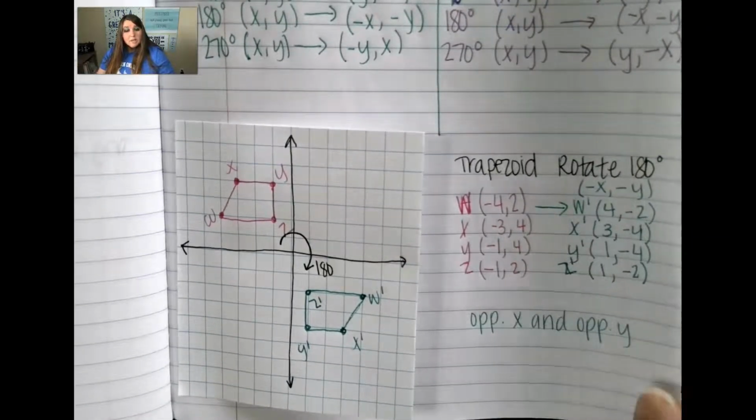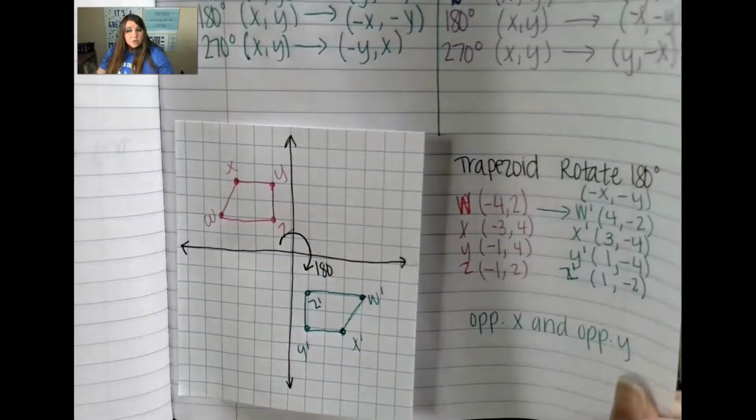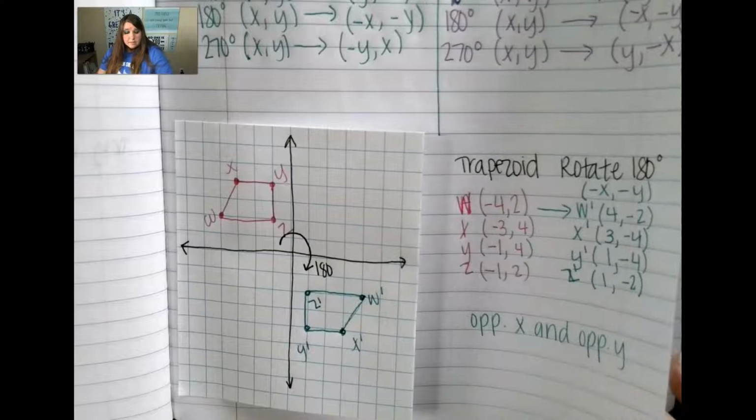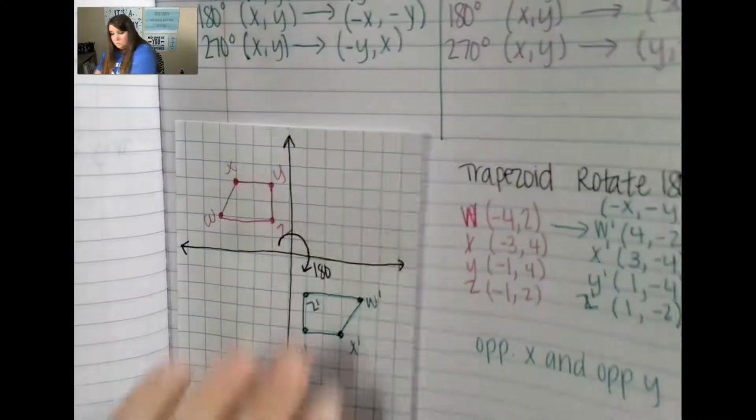All right, go ahead and hit pause right now if you need to finish copying this. I'm now going to turn the page so we can do another example. And this time we're going to look at spinning counterclockwise. There we go. All right, so this next image is asking us to rotate counterclockwise.